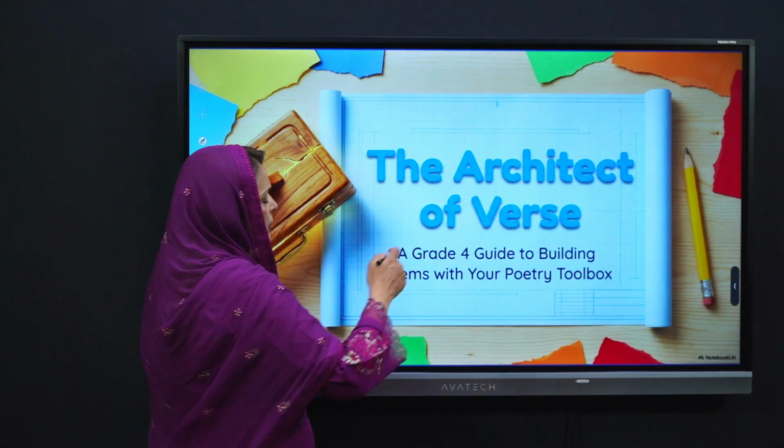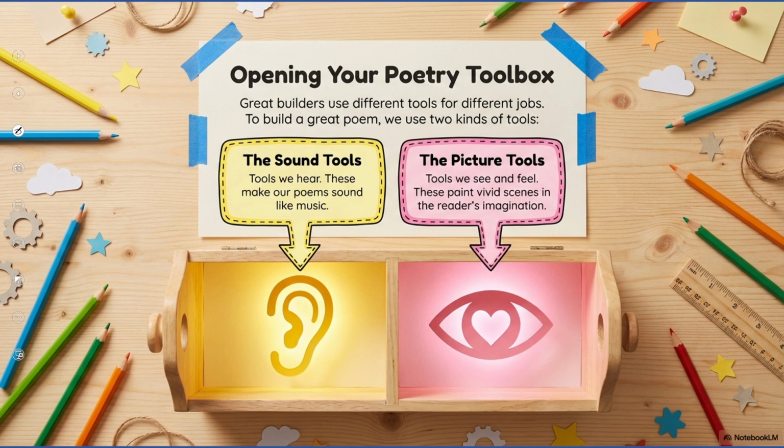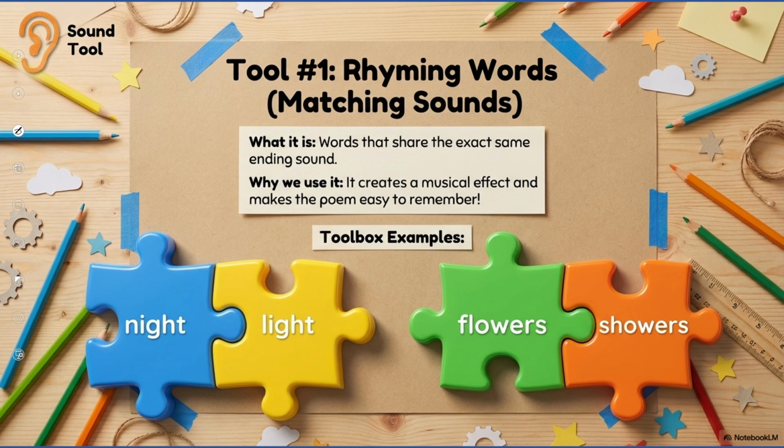So there is a word called verse. What is meant by verse? Verses are the lines in the poem. Got it? So there are two types of tools. One is the sound tool and the other one is the picture tool. It is further divided into three parts, which we will be learning in depth in the next few seconds.